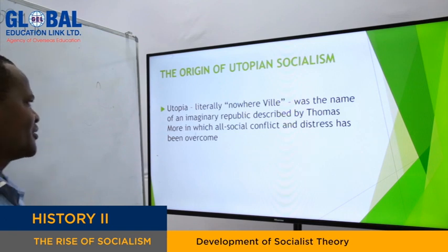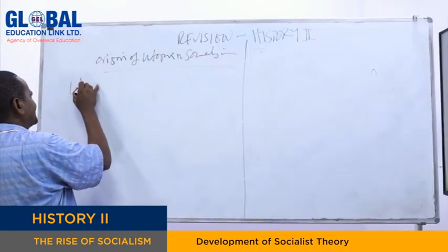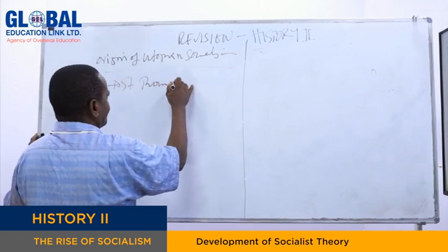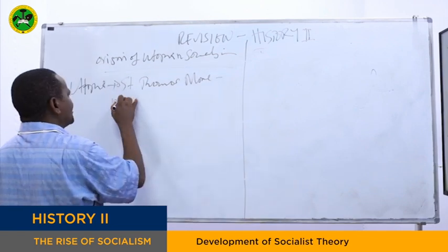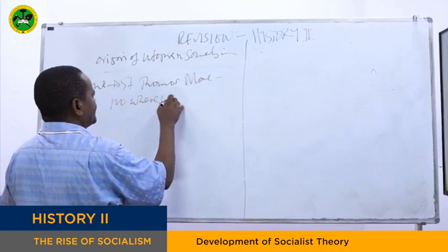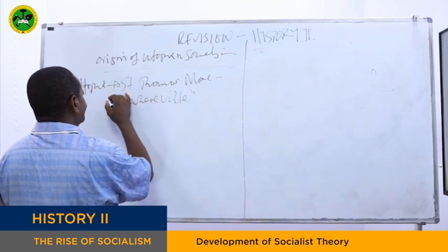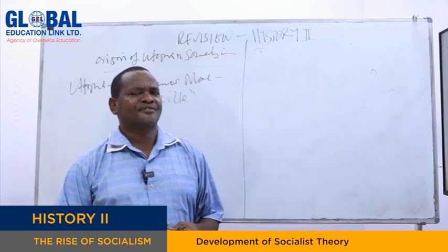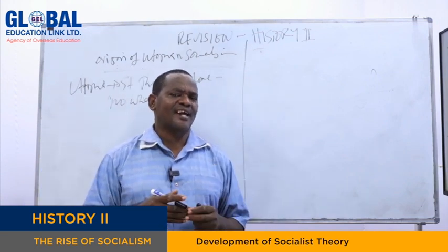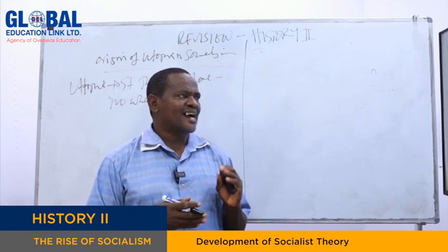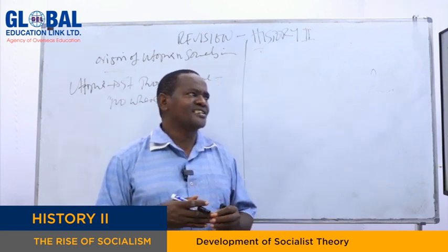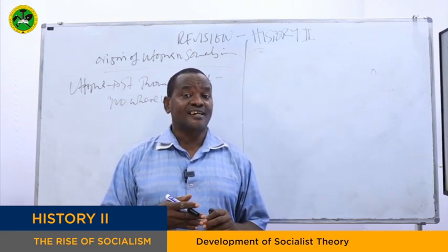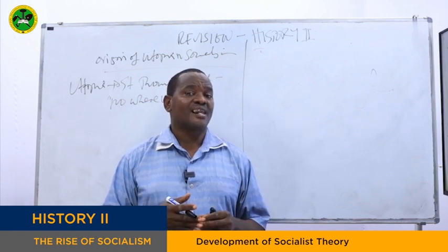The word utopia, as it was written by St. Thomas More, refers to a nowheresville. The word ville means town, city, or something like that, but it means a nowheresville, a town which has never existed anywhere. That means this is an ideal society which St. Thomas More wanted to build. As we said, he explained his idea in the book that he wrote in 1516. And of course, he said that he wanted to build a society in which everyone will have access to everything.